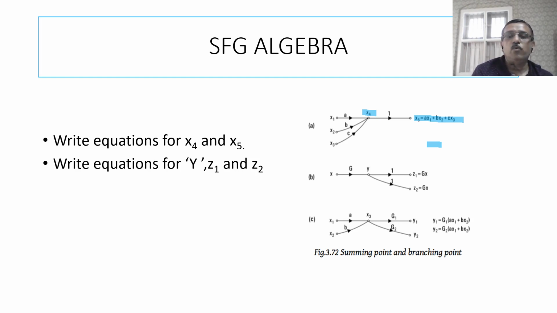Write equations for y, z1 and z2. Here, let me use another color. Here this is y. This signal is x. So what happens to x? It gets multiplied by g. So y will be gx. And what will be z1? All signals going out of y will be the value of all signals coming into y. So z1 is gx, z2 is gx.